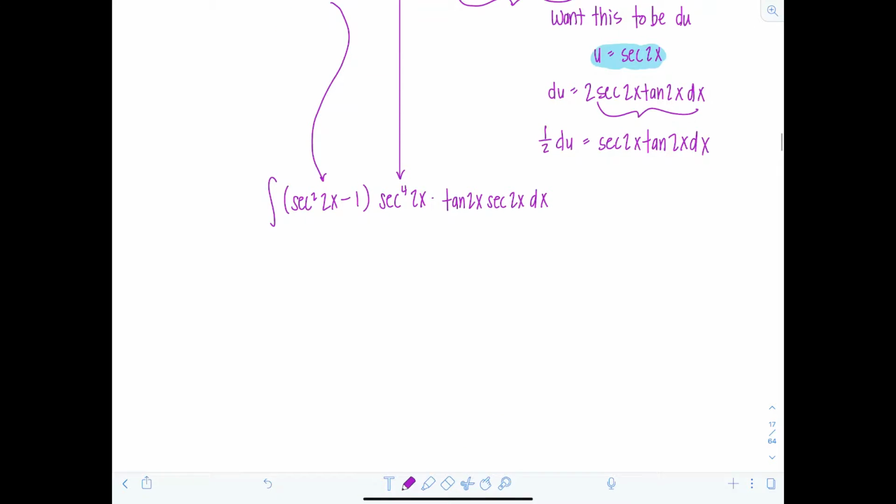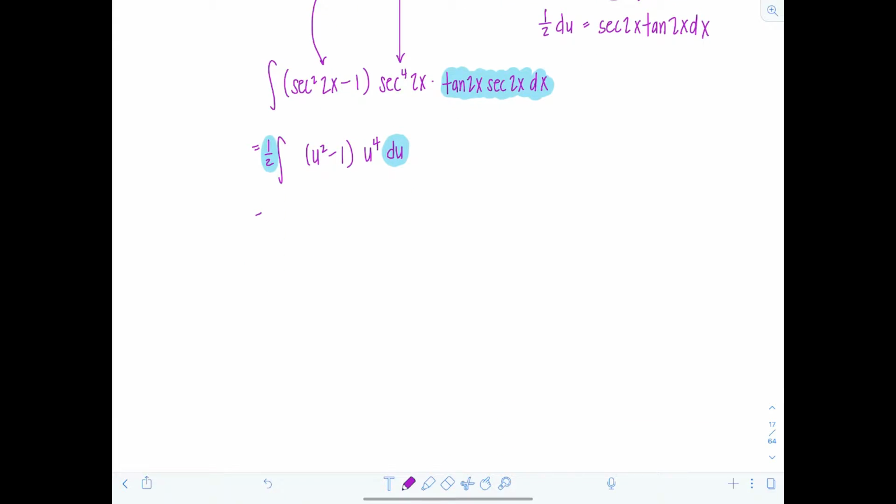Okay, now it's u sub time. So secant squared 2x minus 1, that's going to be u squared minus 1. Secant to the fourth 2x, that's just u to the fourth. And then tangent 2x, secant 2x dx, that's going to be 1/2 du. So here's the du, here's the 1/2. That way it's not bothering us. Put it outside the integral. Get it out of your way. Okay, now let's distribute. So we have 1/2 integral u to the sixth minus u to the fourth du.